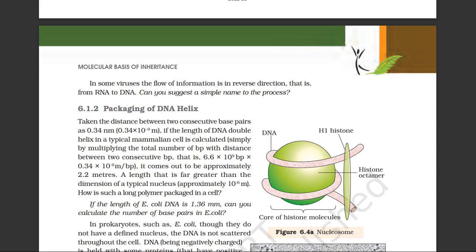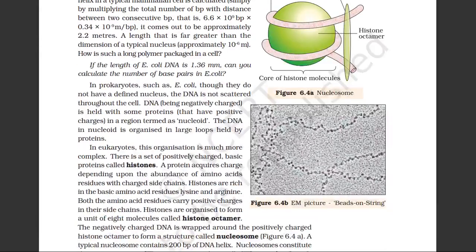If the length of E. coli DNA is 1.36 millimeters, can you calculate the number of base pairs in E. coli? In prokaryotes, such as E. coli, though they do not have a defined nucleus, the DNA is not scattered throughout the cell. DNA, being negatively charged, is held with some proteins that have positive charges in a region termed as nucleoid. The DNA in the nucleoid is organized in large loops held by proteins. In eukaryotes, this organization is much more complex.